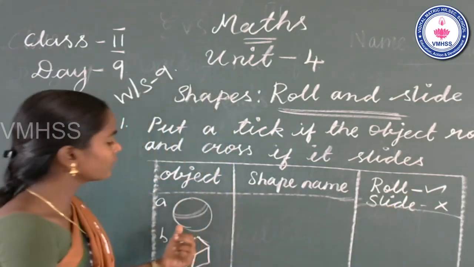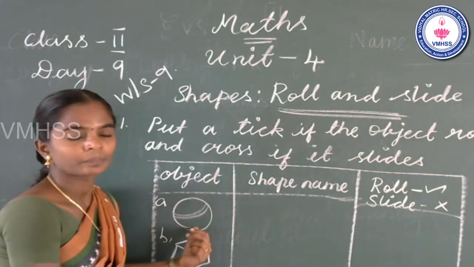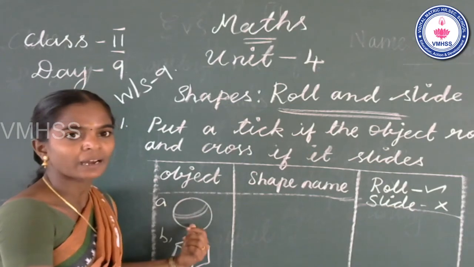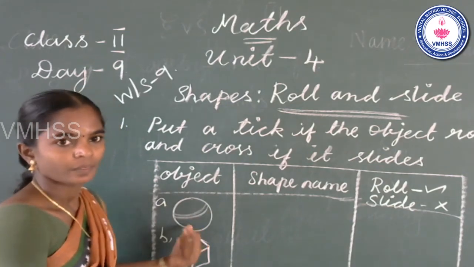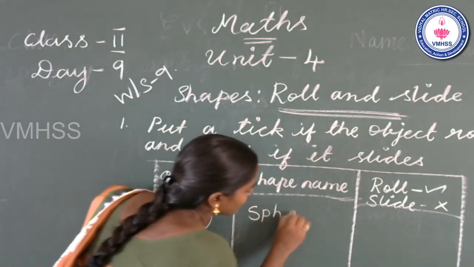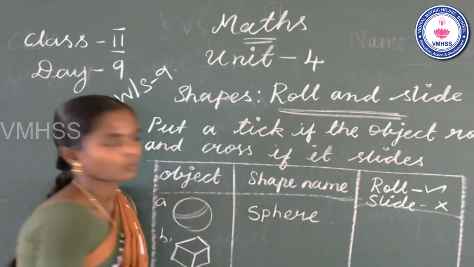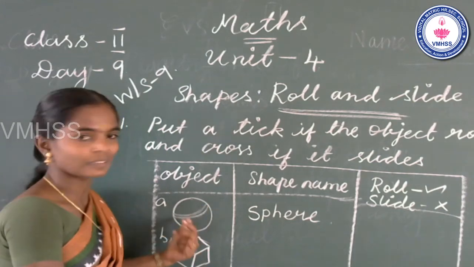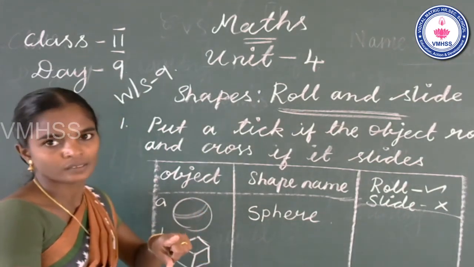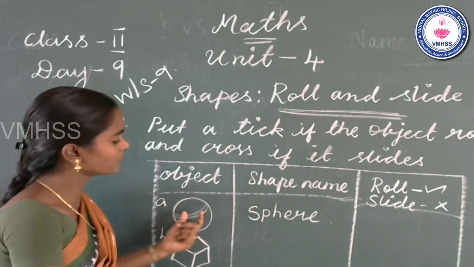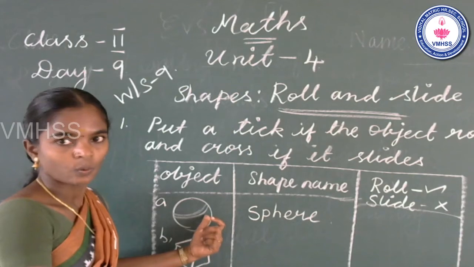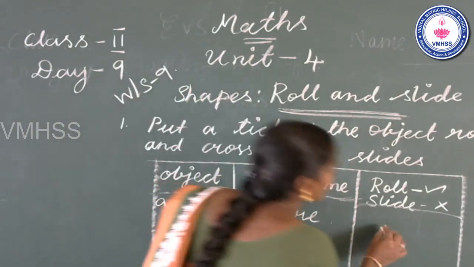Students listen. What is this object? Ball. What is the shape of the ball? Sphere. So first shape name sphere. This has only one curved face. So an object having a curved face can roll. So this rolls. So put a tick.